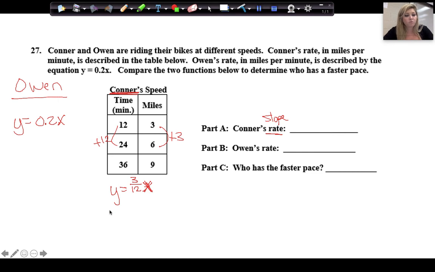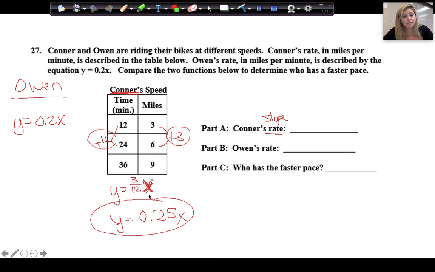So 3 divided by 12 is 0.25. Double check that on your calculator if you want to. So this is Connor's 0.25x, because remember, we put our change in y over our change in x, and then we have to divide that to get our decimal. And now we can compare the two decimals. So Owen's is 0.2, which we can also annex a 0 to, and it wouldn't change the value. So 0.20x, and this is 0.25x.